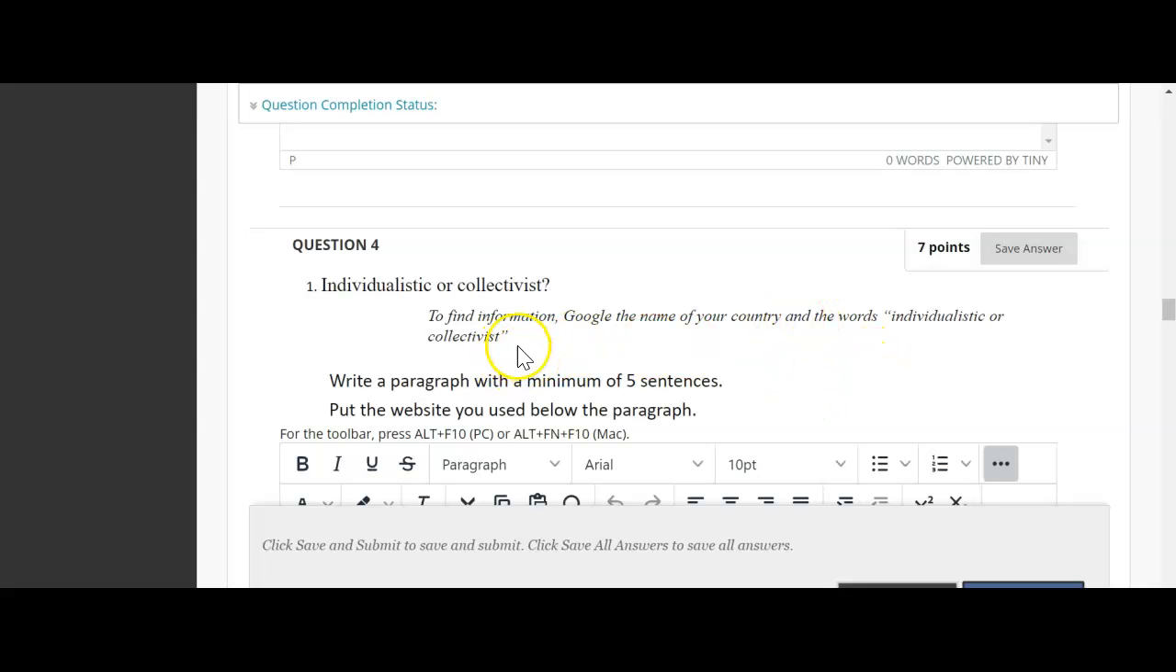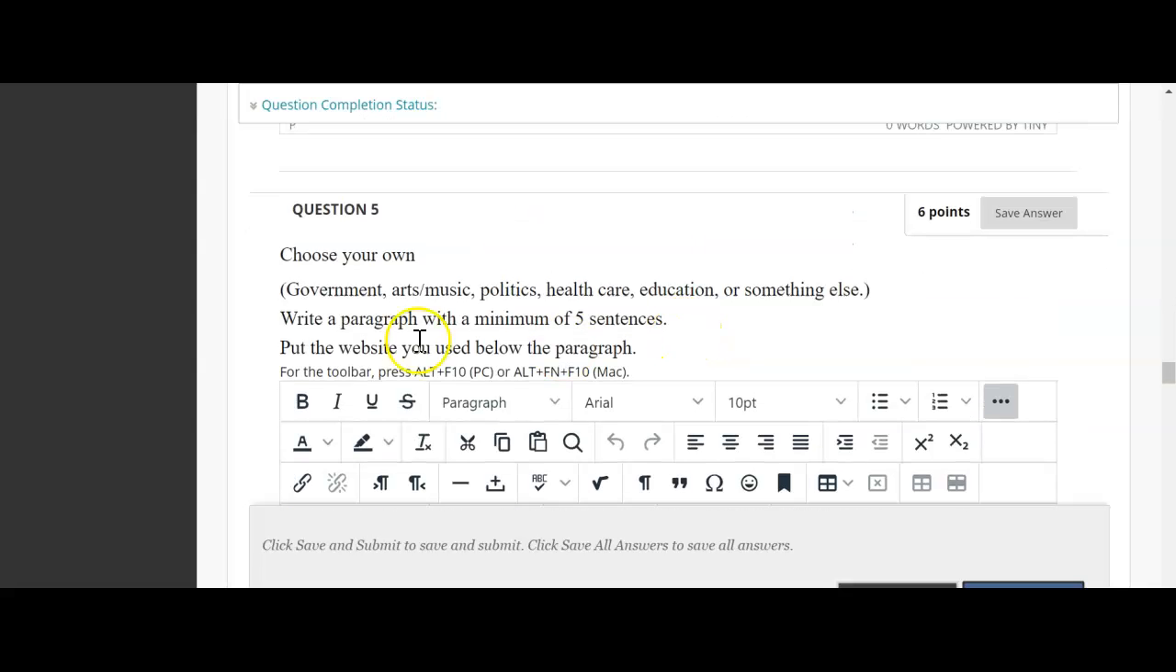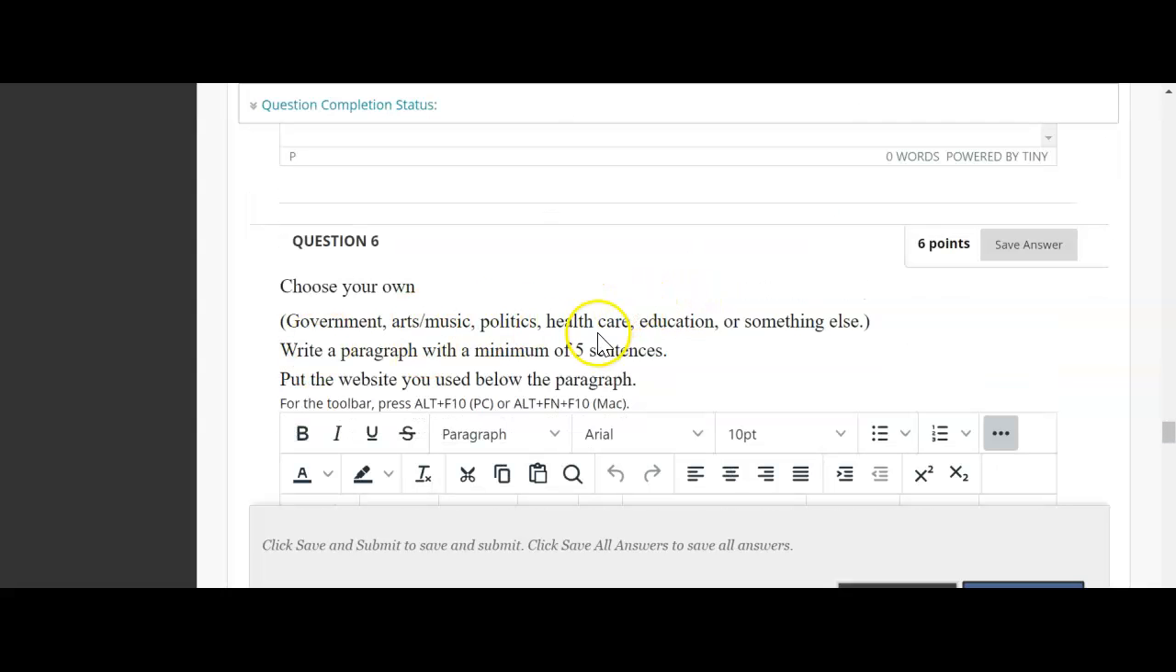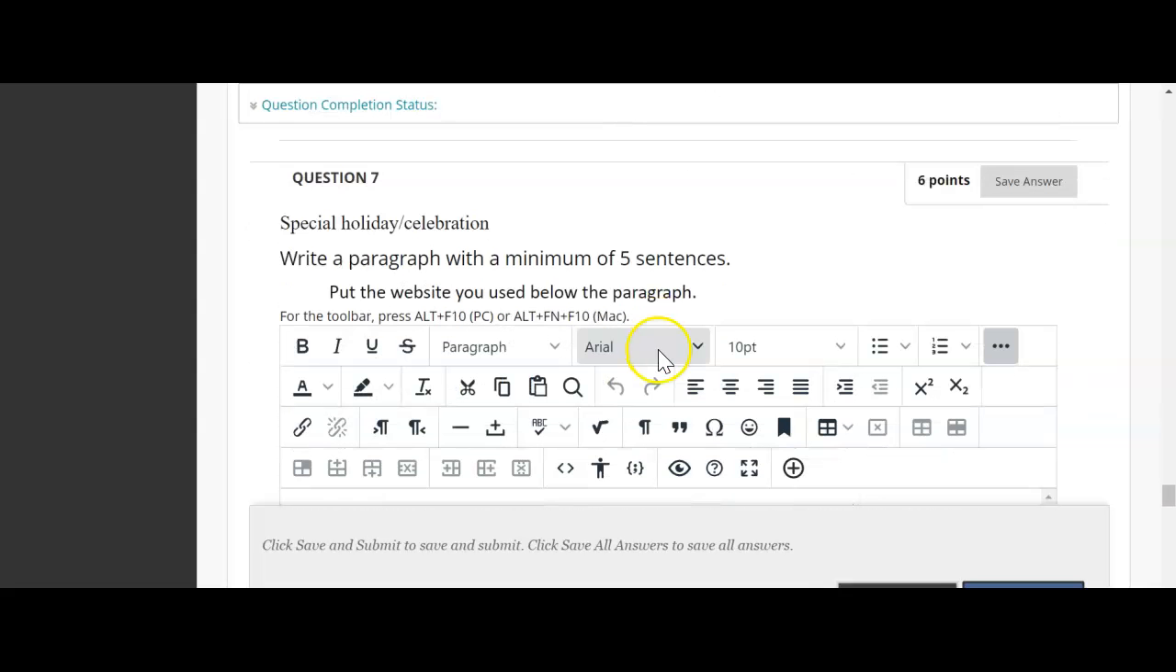So basically, to find a website, you put the name of your country and then individualistic or collectivistic. And a series of websites will come up. You scroll through a few, find one that's interesting to you, and then write a little bit about what you learned. Other ones, choose your own, do government, politics, healthcare, and same with question 6. Choose your own, you're just writing a paragraph. Always put the website in.